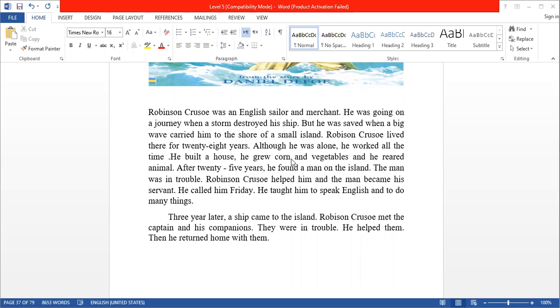Servant: a person who works in another person's house and cleans and tidies the house and so on. Okay. And the man became his servant.